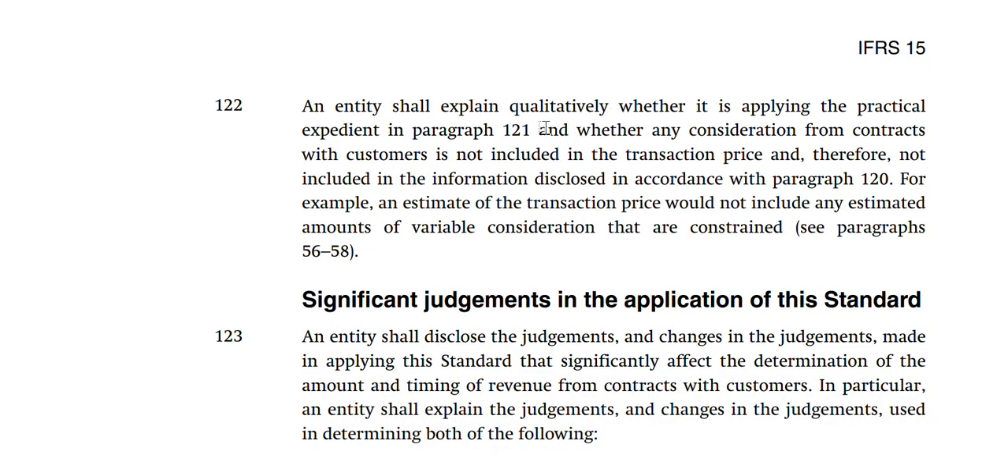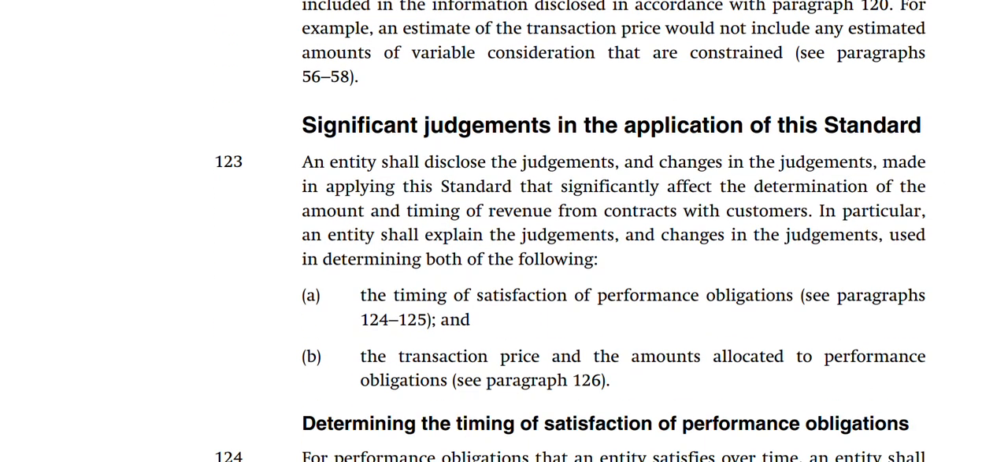An entity shall explain qualitatively whether it is applying the practical expedient in paragraph 121 and whether any consideration from the contracts with customer is not included in transaction price and therefore not included in the information disclosed in accordance with paragraph 120. For example, an estimate of the transaction price would not include any estimated amount of variable consideration that are constrained. Significant judgments in the application of the standard.